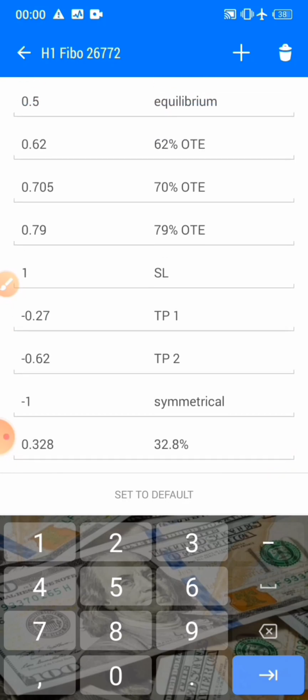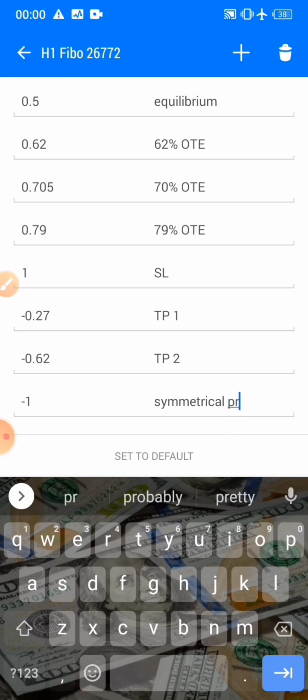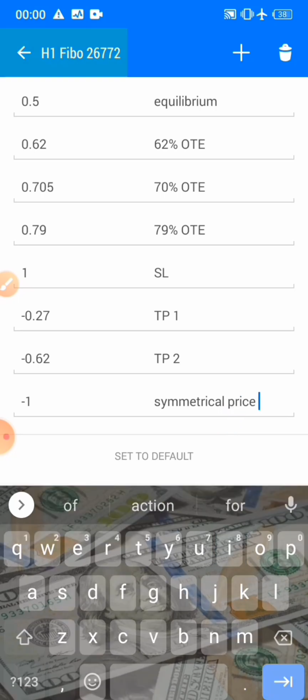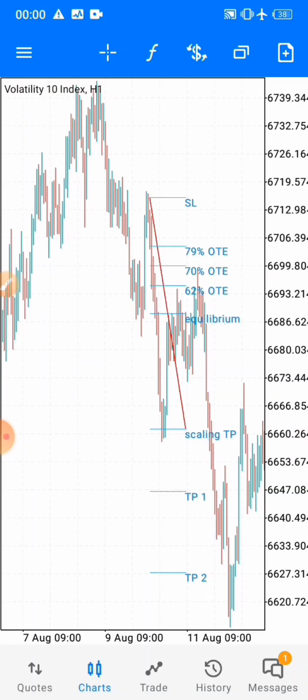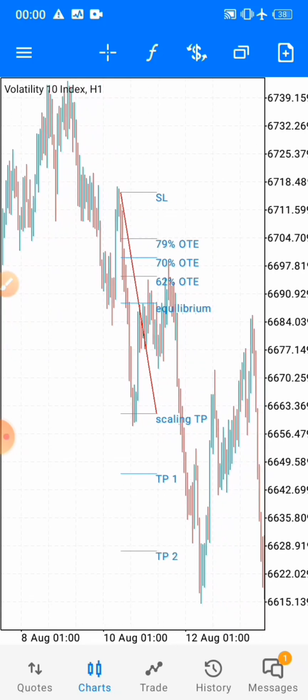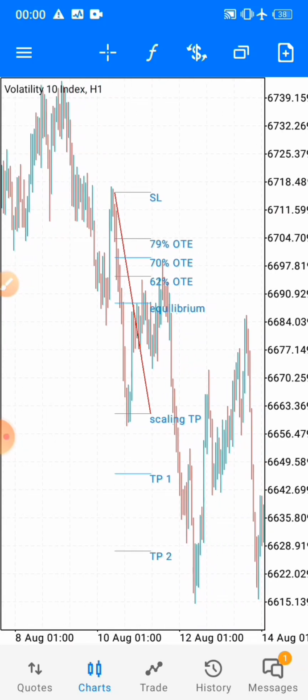Right here we've got our stop loss as 1, then negative 0.27 TP1, negative 0.62 TP2, negative 1 symmetrical price. So let me explain a bit what these levels mean. Basically OTE means optimum trade entry.